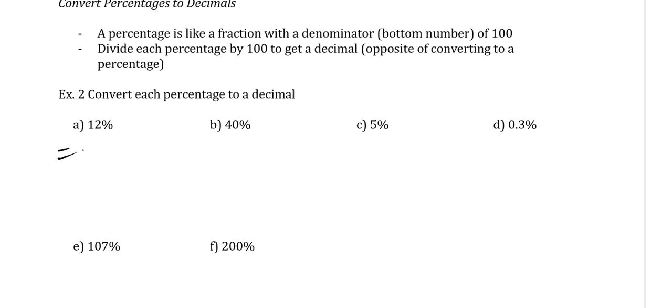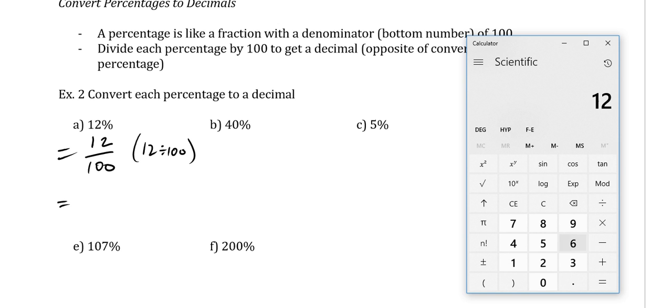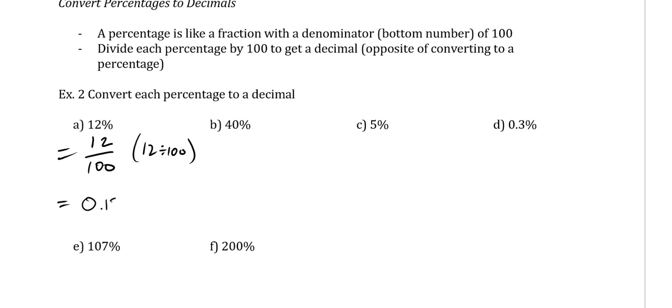You can erase your boards. We're going to start question 2. 12% is 12 over 100, which is 12 divided by 100, which is 0.12. It's as easy as that. So go ahead and do the rest.